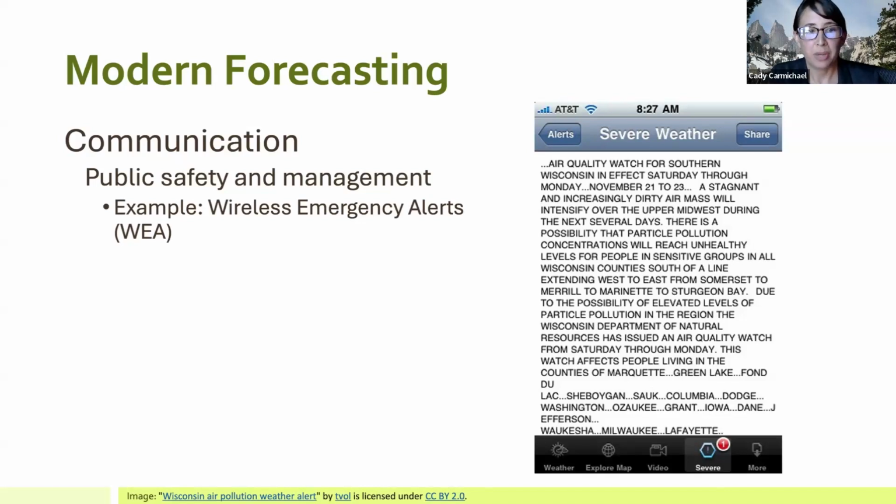And as an example, we have our Wireless Emergency Alerts system, our WEA, which does obviously notify via text. That's our federal emergency system. It does notify folks if there is an emerging threat in their region.